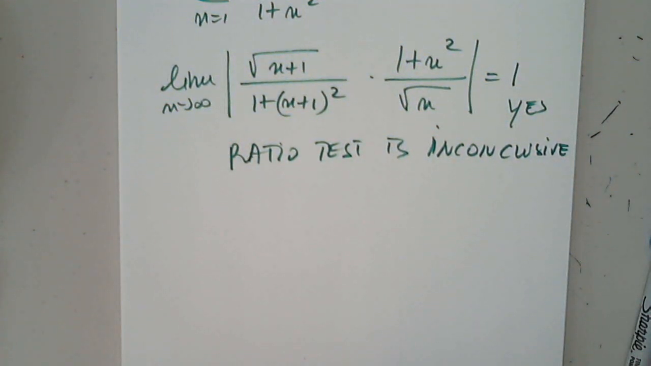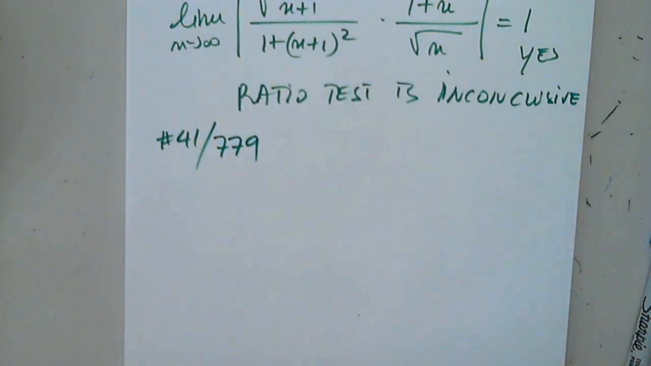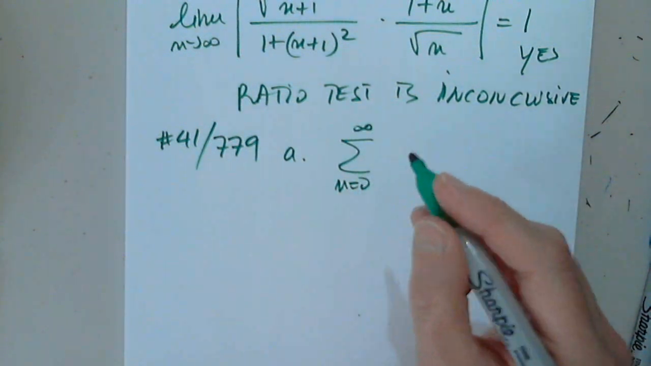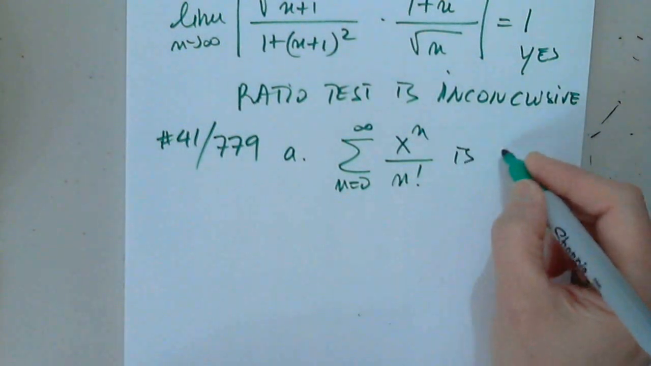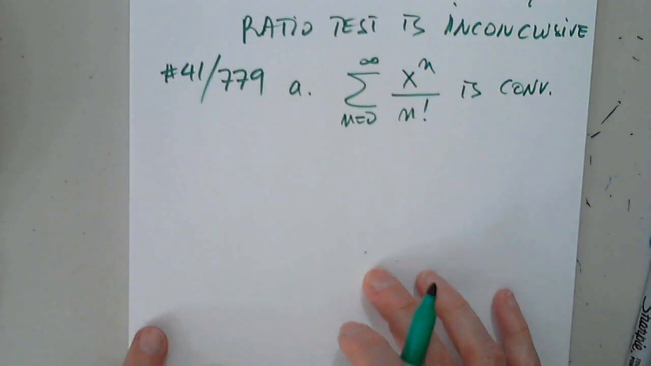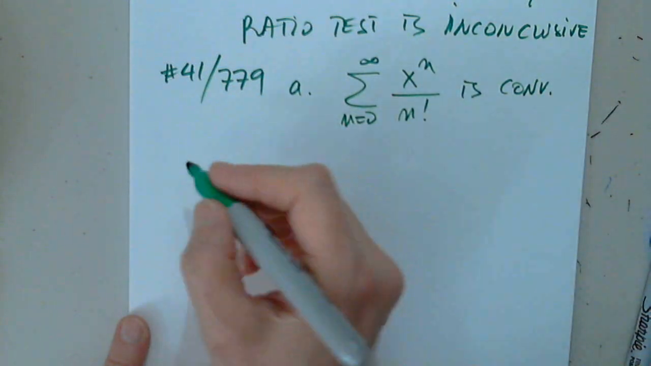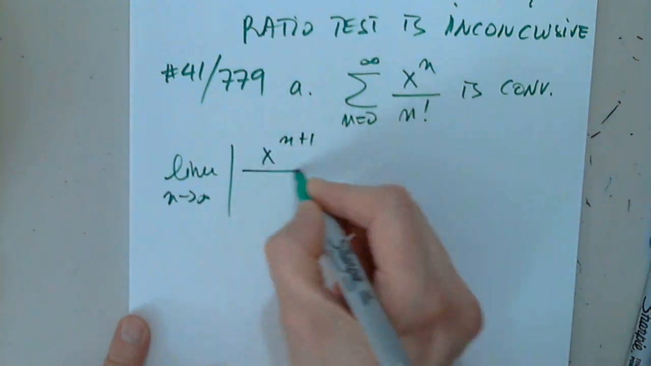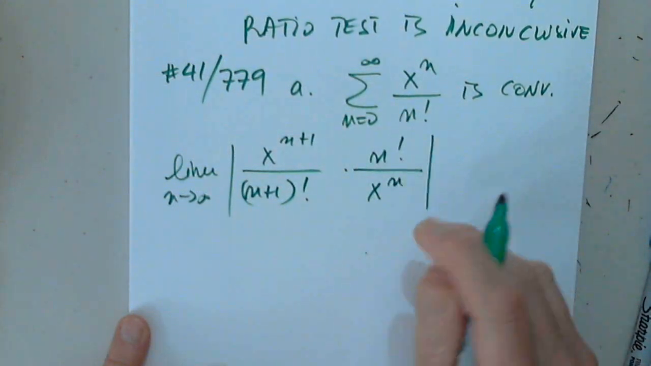Okay, and the last one that we want to look at is 41, this time on page 779. Okay, and they are saying part A, show that this series converges for all x, is convergent. Okay, so we'll see. So, very important series, you'll see later. It's a ratio, so limit as n approaches infinity, x to the n plus 1 over n plus 1 factorial times n factorial over x to the nth power.